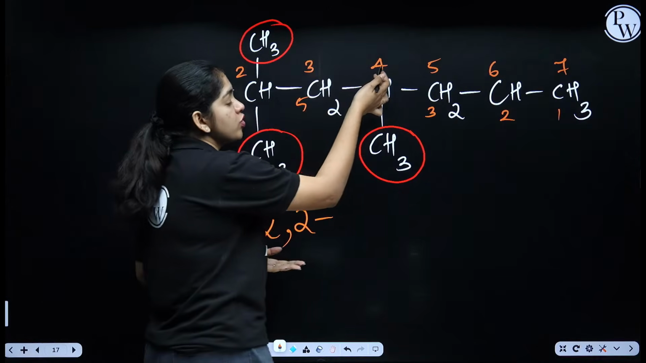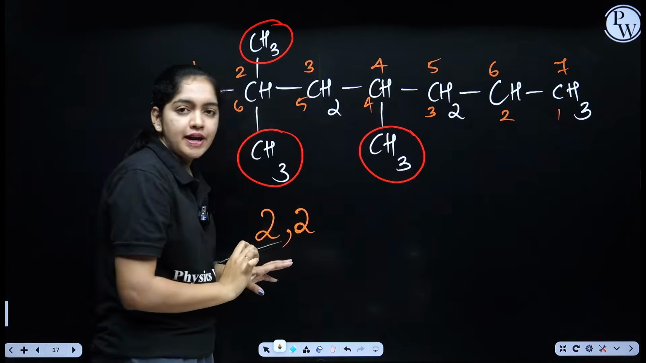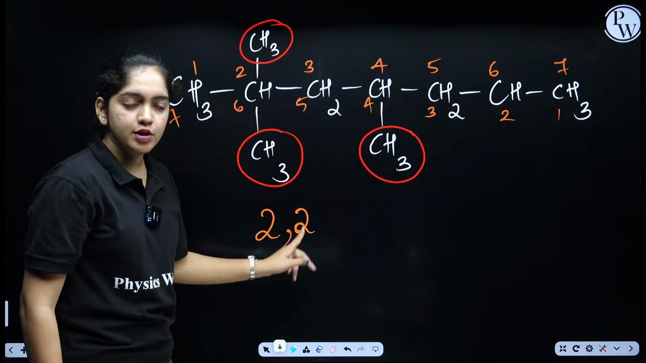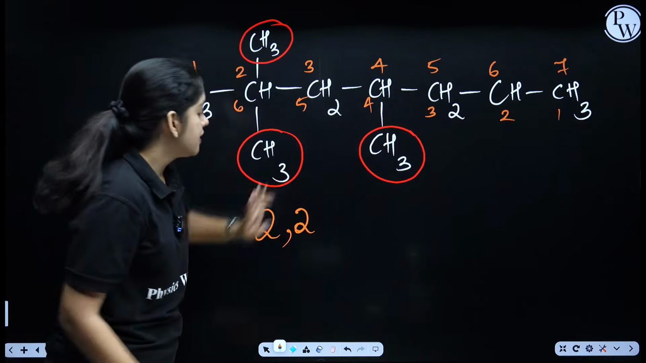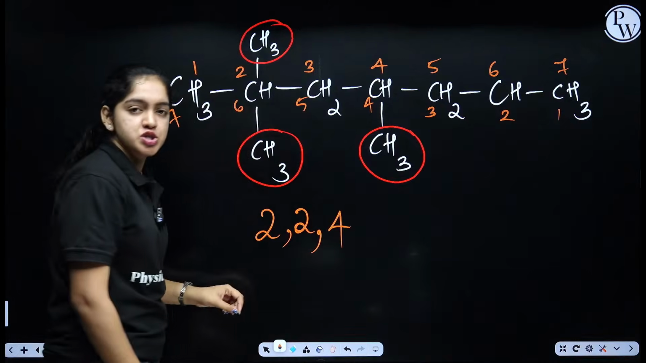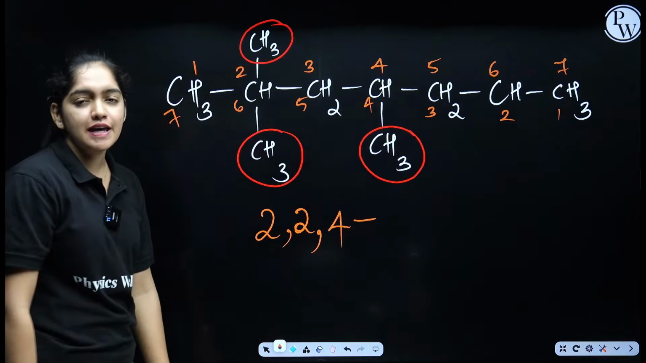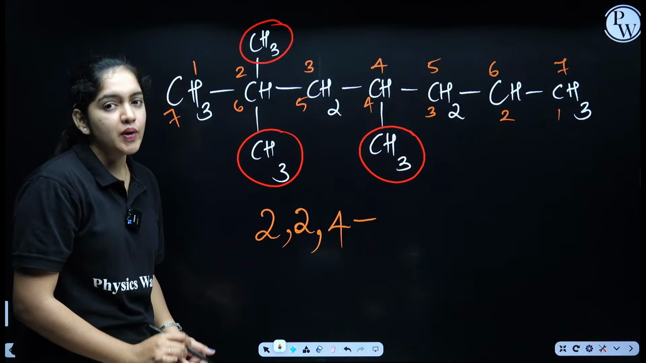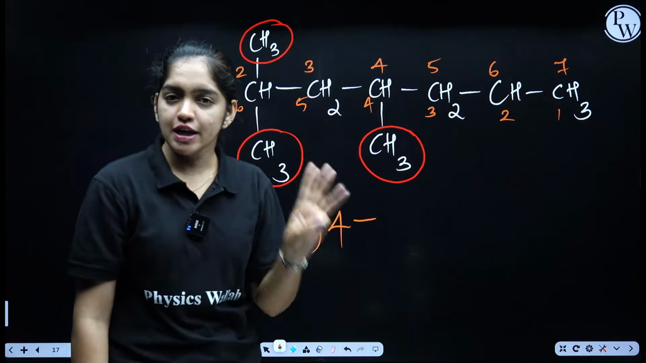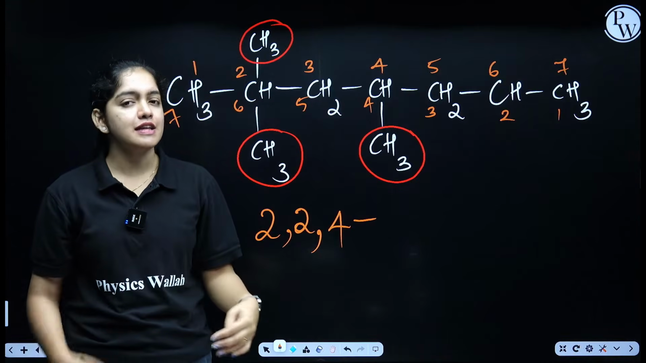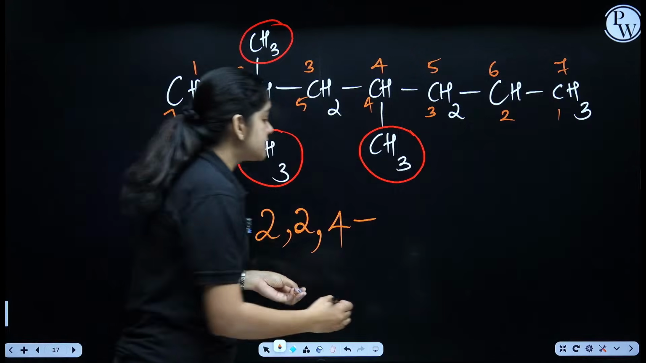Then again if we move to the fourth position, the fourth position also has a branch, right? So we can mark here 2 comma 2, because all the branches are the same, so we can write the numbers together: 2, 2, then again 4. So we mentioned the positions of the branches: 2 comma 2 comma 4. Then give a hyphen. Then what is the name of the branch? It is CH3. The name of the branch will be methyl group. And how many methyls are there? 1, 2, 3. If there are 2 methyl, it will be di; 3, tri; 4, tetra. Like that we should give the numbers. So 2 comma 2 comma 4, 3. 3 means we should use the name tri.